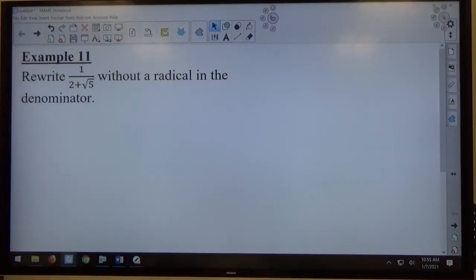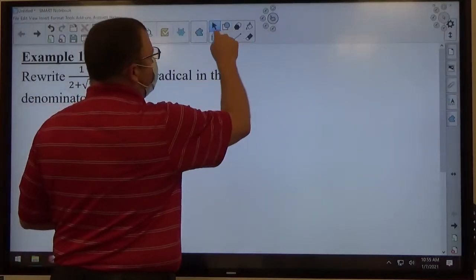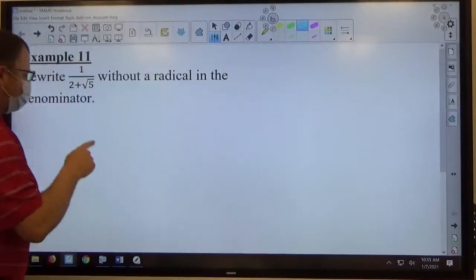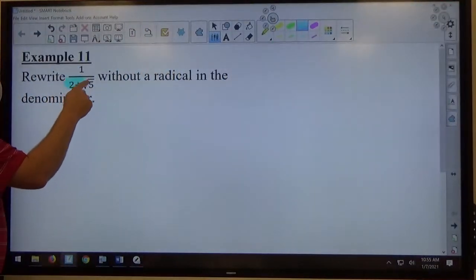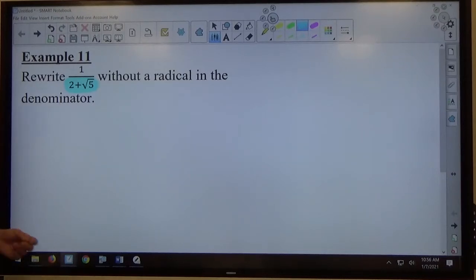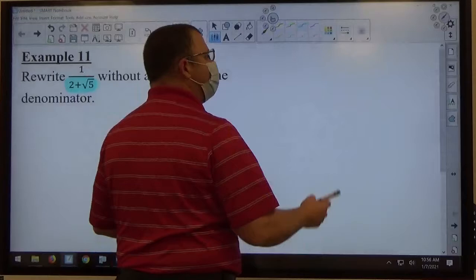So if you take a look at this problem here, you'll notice something about it compared to what we just saw a moment ago. 2 plus the square root of 5 is 2 objects. Something plus or minus something else is a binomial structure. When a binomial contains a radical, that's a little bit more challenging to get rid of. And we're going to use the difference of squares idea to do that.